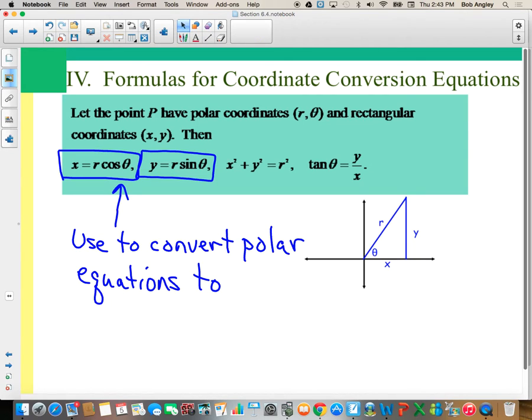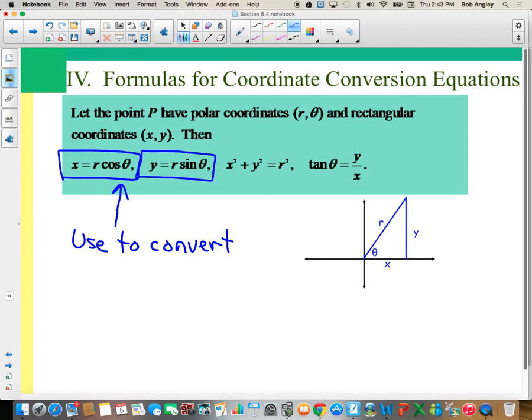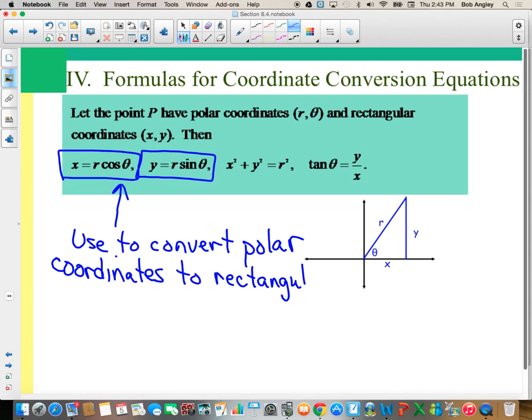I said equations instead of coordinates. Let me write. These are used to convert polar coordinates to rectangular coordinates.